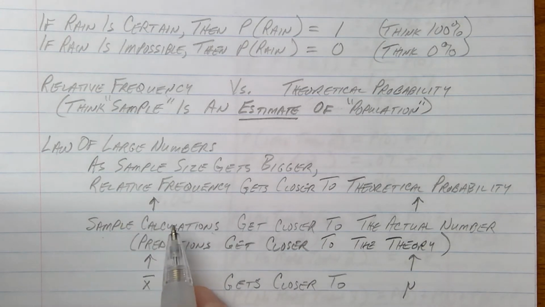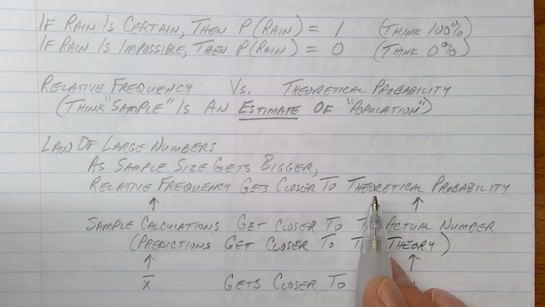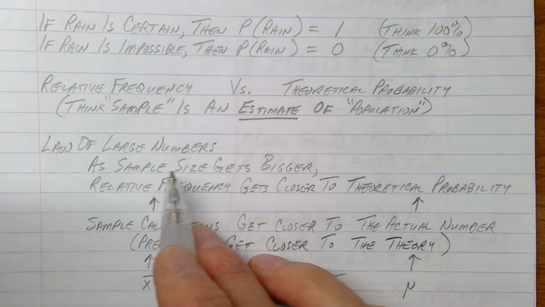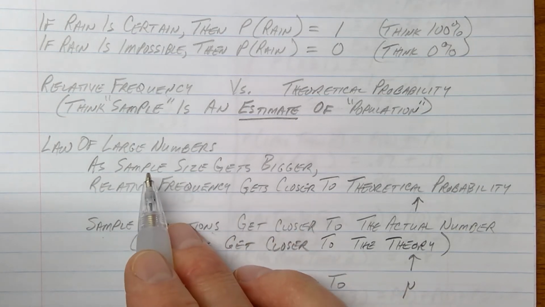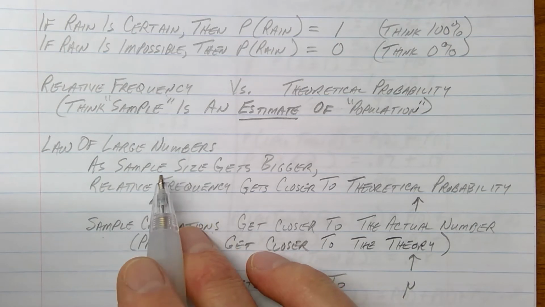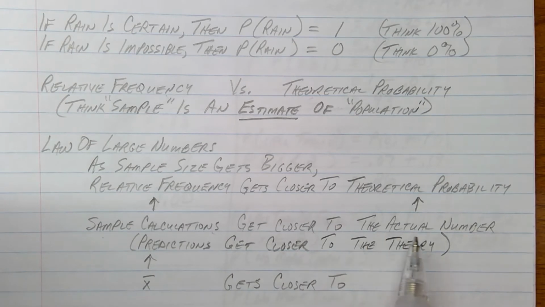All right, your sample calculations get closer to that actual number that we'll never be able to calculate. That's actually just a theory. It's theoretical. Your predictions get closer to your theory. Your X bar gets closer to mu, as your sample size gets bigger. Lots of times we say, oh, a sample size of 30 is pretty good. We can use 30 values and make a pretty good prediction about the actual number, the theoretical probability, the population mean.